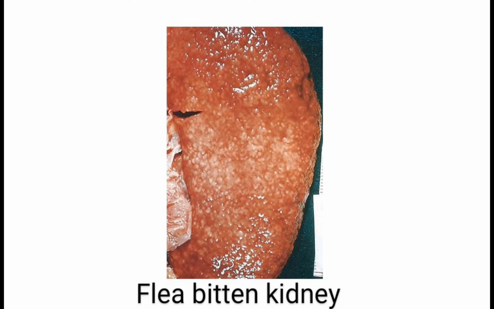Hi everyone. So this is the third part of the pathology images section, and the first image is of flea bitten kidney. Flea bitten kidney is seen in the following conditions: Wegener's granulomatosis, post streptococcal glomerulonephritis, polyarteritis nodosa, subacute bacterial endocarditis, and the most important, malignant hypertension. So these 4-5 entities we need to remember, and the most important, which is asked most, is malignant hypertension.